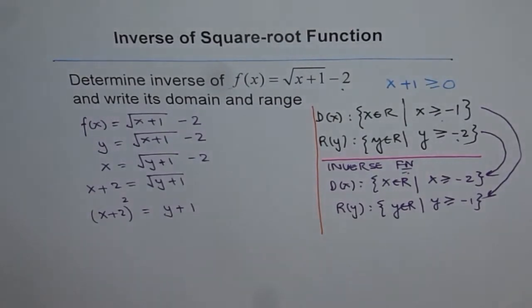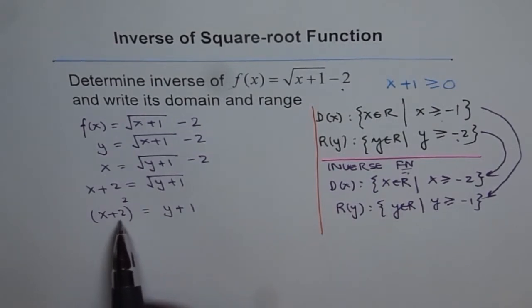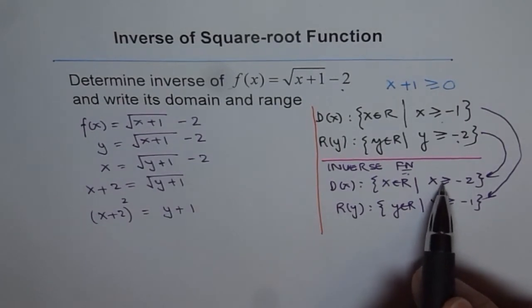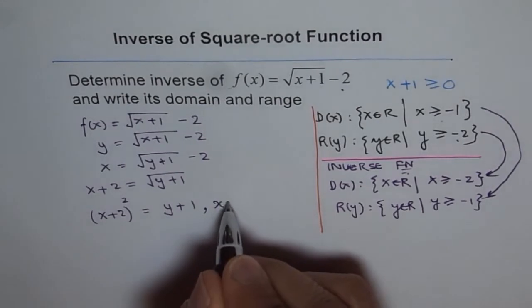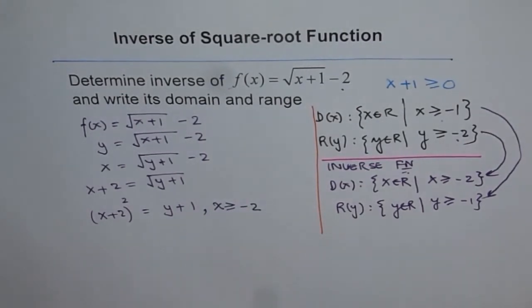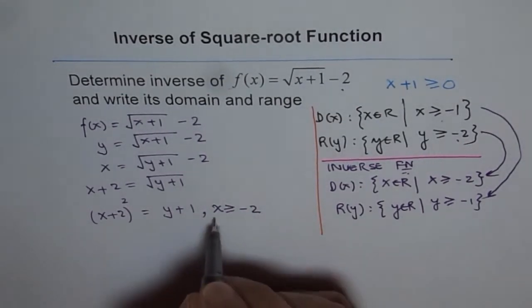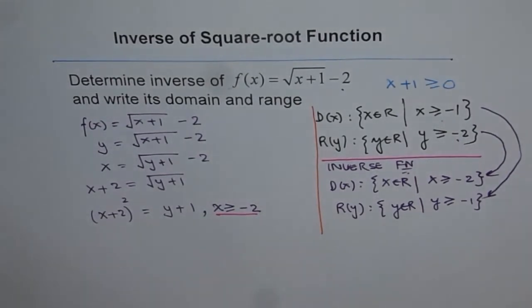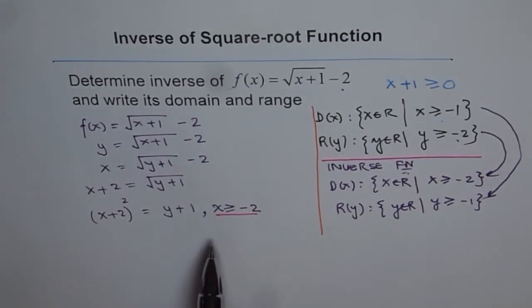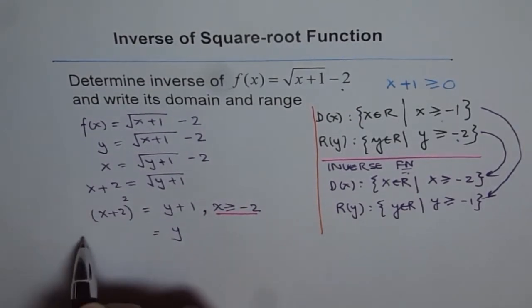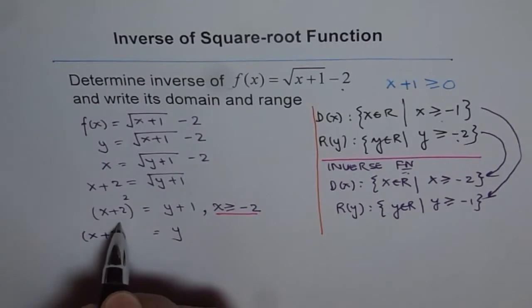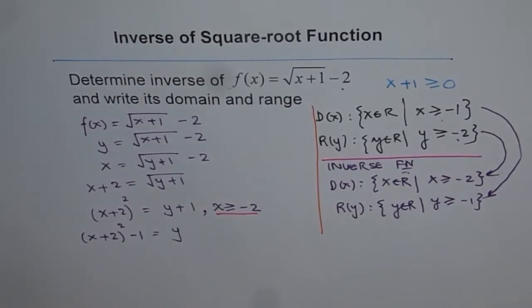Now when you do this square, we need to see which part of the parabola we are really taking into consideration. It is when x is greater than or equal to minus 2. So at this stage you should write where x is greater than or equal to minus 2. That is a critical step which you should mention here, otherwise you land up with a wrong answer, right? And now we can isolate y and get y equals x plus 2 whole square minus 1.